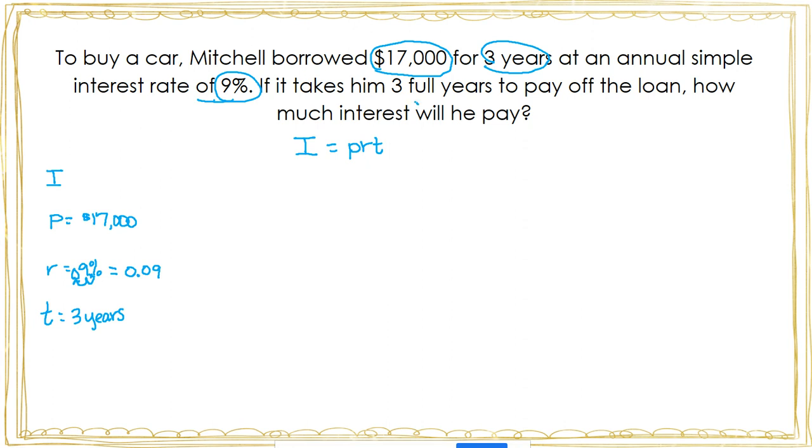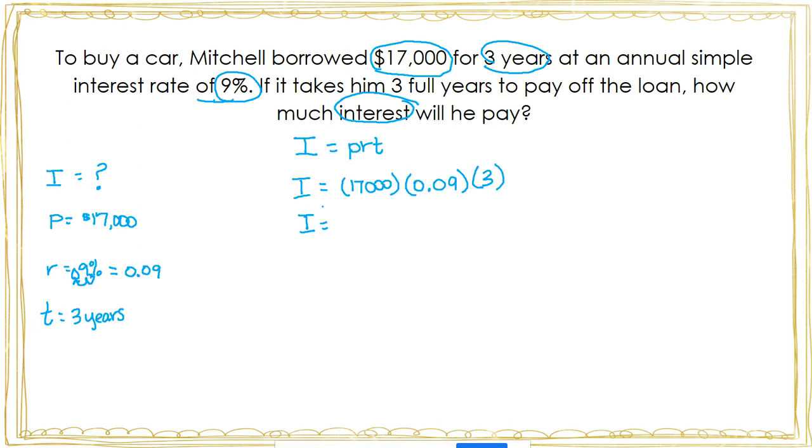Now, the question asks, how much interest will he pay? So I don't know how much Mitchell is going to pay in interest, so that's what I'm looking for. Now that we know all of the parts of our formula, we can plug in to find I. So our principal is $17,000, which we're going to multiply by the rate, which is 0.09 or 9%. And we're going to multiply all of that times 3 years. So now all we have to do is plug those numbers into our calculator and multiply.